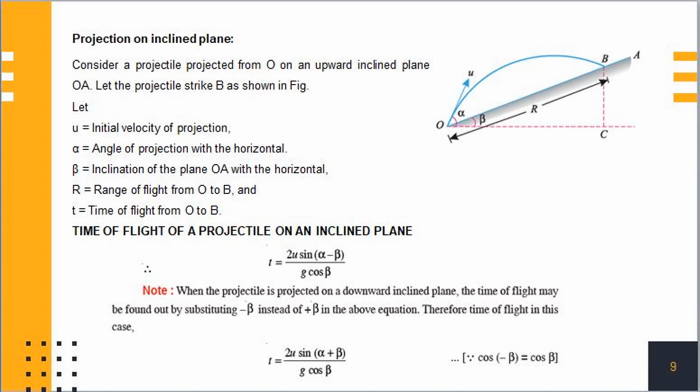Therefore, we have the equation for the time of flight of a projectile on an inclined plane: T is equal to twice U sine of alpha minus beta divided by G into cos of beta. Please note that when the projectile is projected on a downward inclined plane, the time of flight may be found by substituting minus beta instead of plus beta in the above equation. Therefore, the time of flight in this case will become T is equal to twice U sine of alpha plus beta divided by G into cos of beta, since cos of minus beta is equal to cos beta.